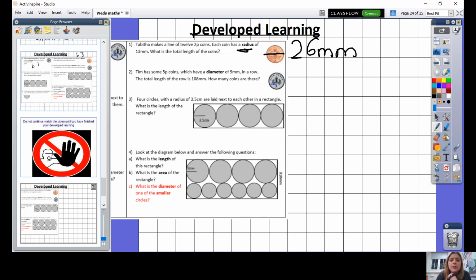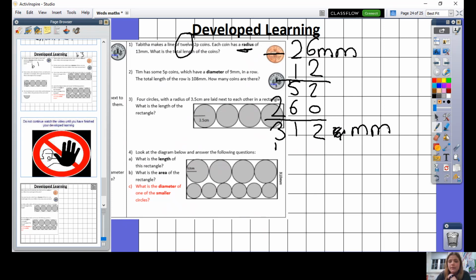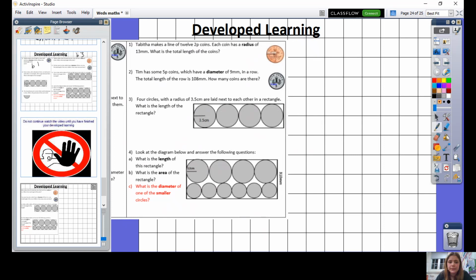Now I know there's 12 of them, 26 multiplied by 12. 2 times 6 is 12, 2 times 2 is 4, add 1 is 5, 0. 1 times 6 is 6, 1 times 2 is 2, add them together, 2, 11, 312 millimetres. That was tough, there was lots to do there.